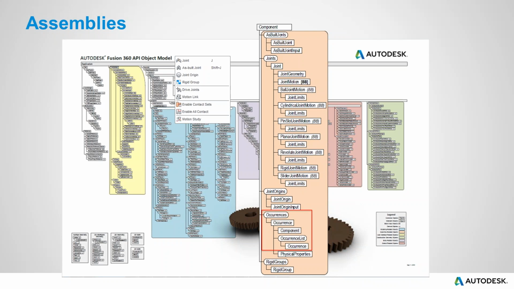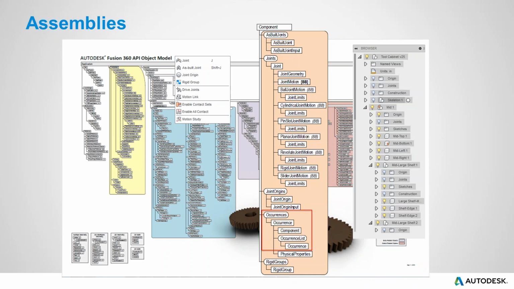And probably the most important part of what you see here is this little section that I drew the box around, occurrences. What that lets me do is traverse the assembly tree as you would see in the browser. So I can get this top level component, and then I can find out what other components have been placed into it, and then what components have been placed into each of those. So I can traverse the full assembly structure using those few objects that you see there.